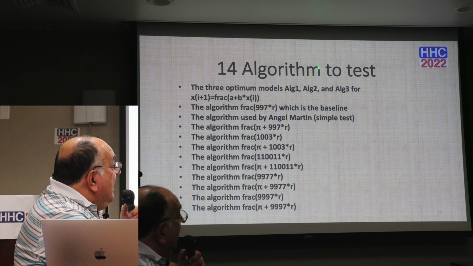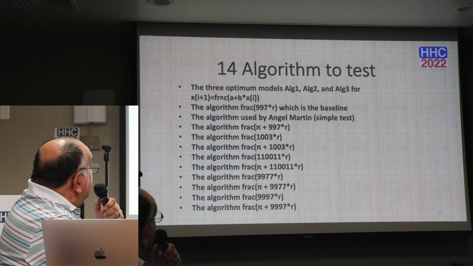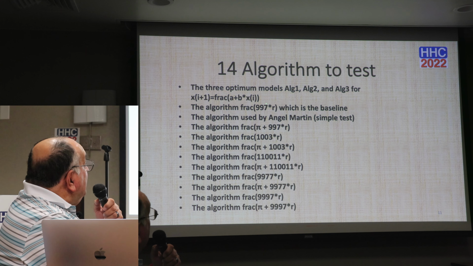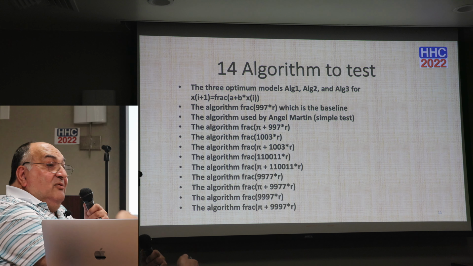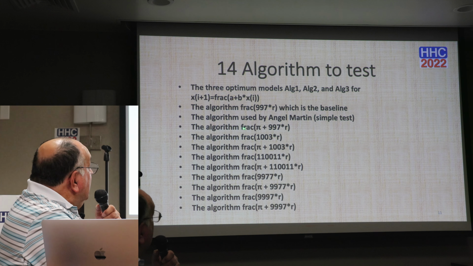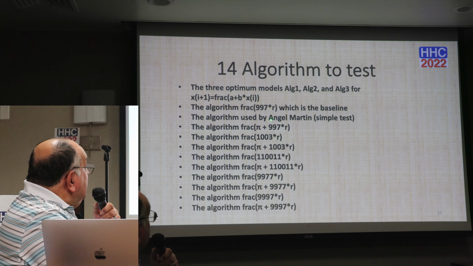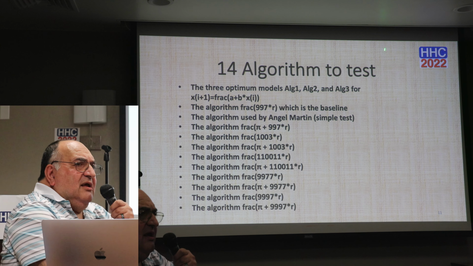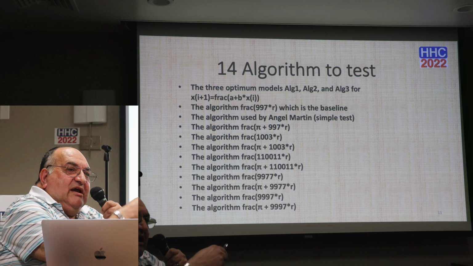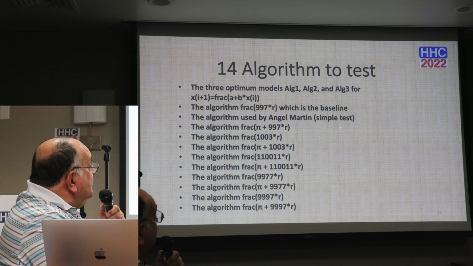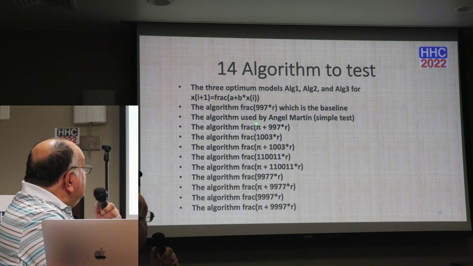So I have 14 algorithms. The first 3 are variations of our augmented formula here. The second one is the baseline test, that's 997 times R. We want to see how good it does versus everything. The third one is the one Angel Martin used in his random ROM, and I believe it belongs to Jean-Daniel Dodin in one of his books. I think he copied it. I'm not sure, but we'll do just a simple test, which, giving you a heads up, it does well.